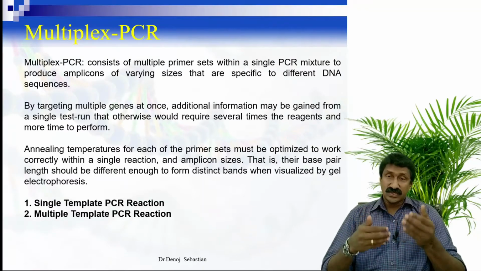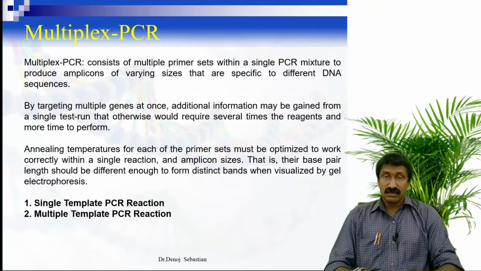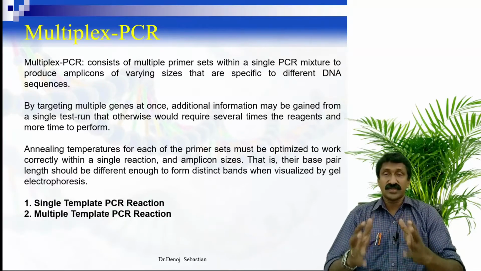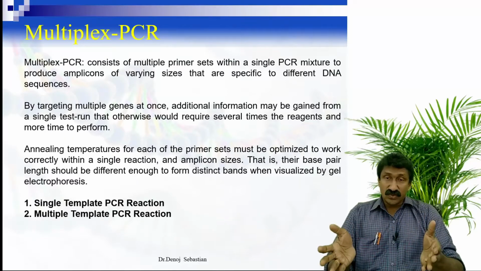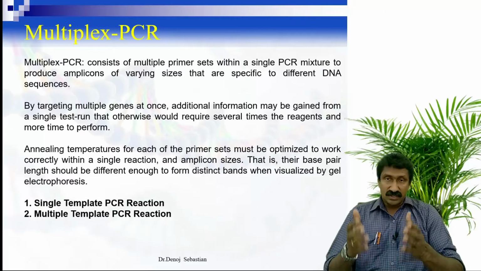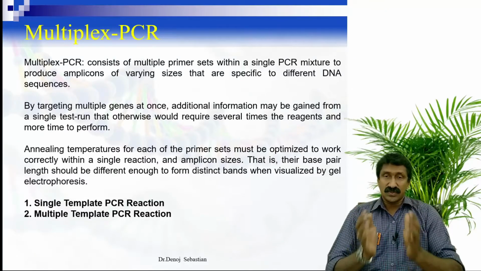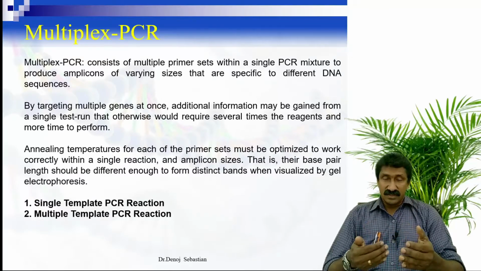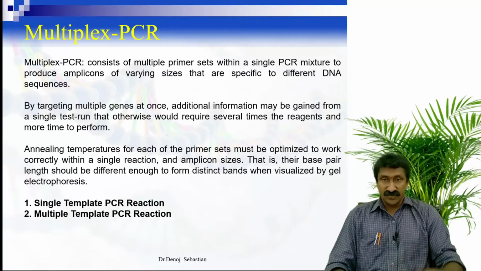So in that case, you need to select such primers which will work at the same annealing temperature so that they can be placed in the same reaction mixture and amplify in the same conditions. It also depends on the amplicon size. For example, if we are amplifying different target sequences using different sets of primers in the same reaction mixture, after that you will analyze the products on a gel electrophoresis.